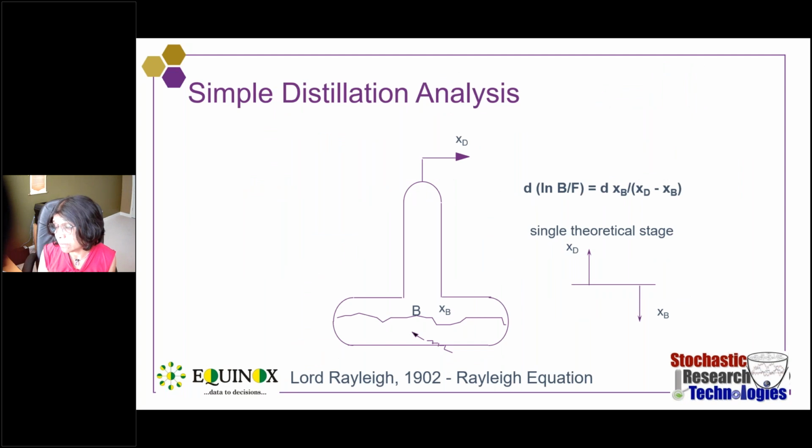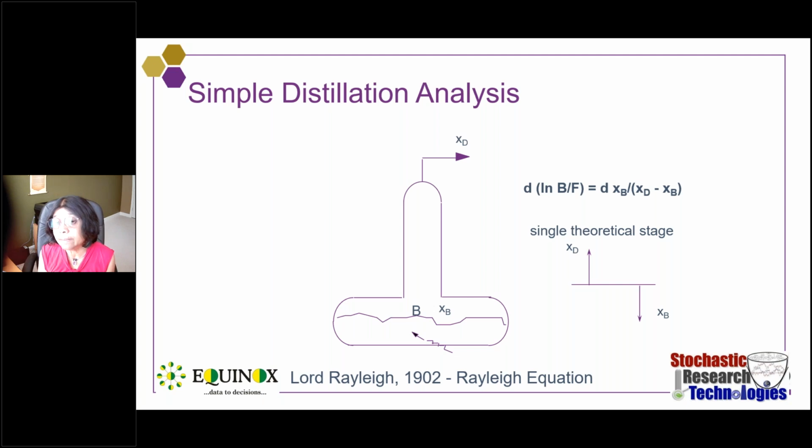The first analysis of batch distillation was done for simple distillation, where there are no plates, just a reboiler, and the things are boiling and you're taking out product at the top. Lord Rayleigh was the first person, in 1902. He analyzed simple distillation, and what he said is that you can link the amount remaining in the bottom to how the composition is changing with the Rayleigh equation. And here I am showing on the right hand side the Rayleigh equation.